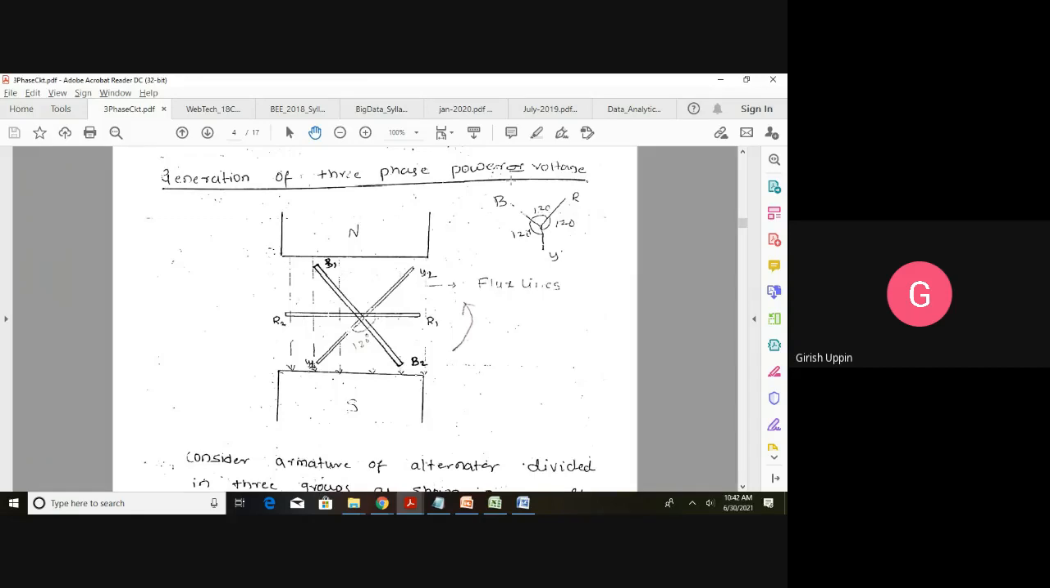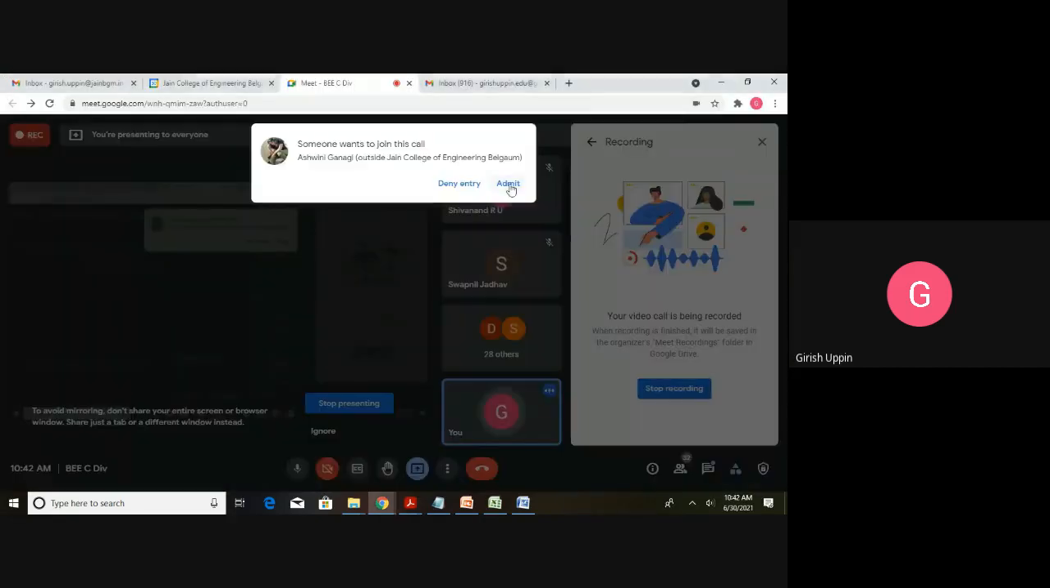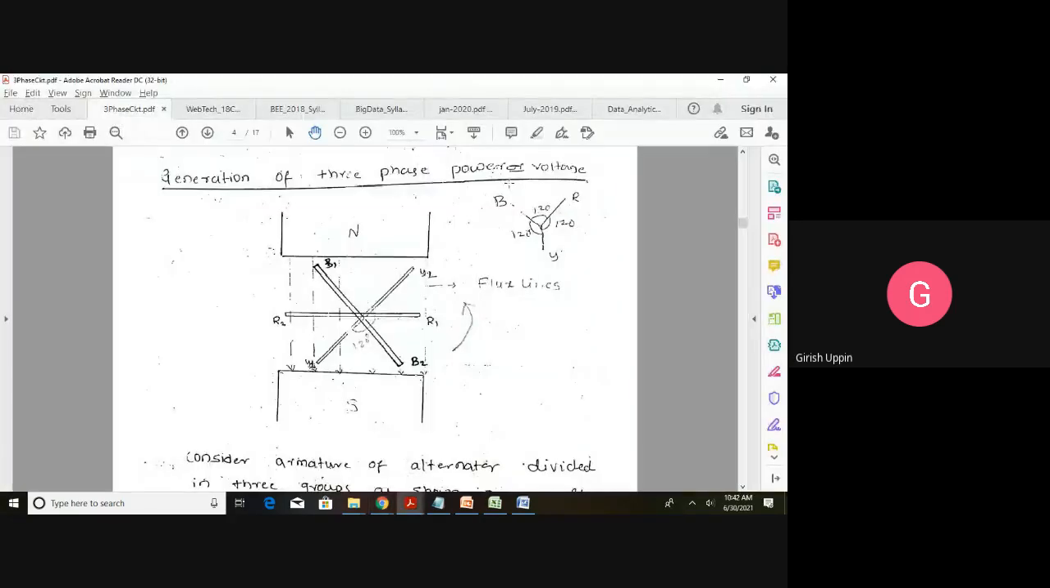Just to go over what we discussed in the previous class. In the previous class, we looked into how do we generate the three-phase power. So, how to generate the three-phase power? Very similar to the single-phase power. Instead of having one set of coil and rotating in the magnetic field, we will have three sets of coil.